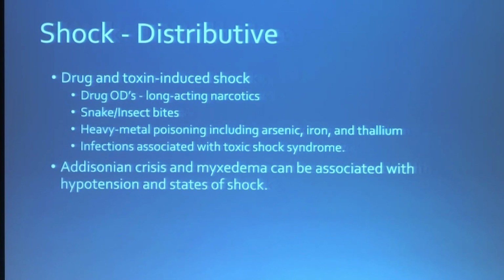Then Addisonian crises, so low cortisol, usually in a person who's taking oral cortisones and then for some reason can't take it, then they go into a shock syndrome, and this is a distributive shock. It's due to lack of the stimulation of your normal endocrine system. Myxedema, hypothyroidism, can also present as a shock.